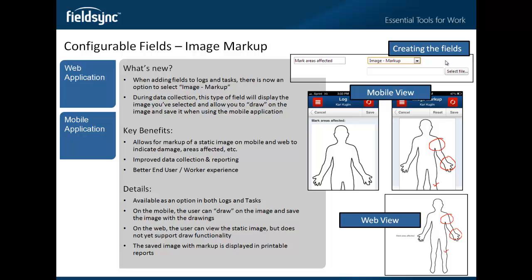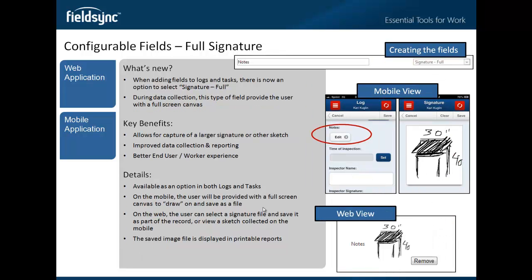So when my users go in to create a log, they see the image, they select edit, and then they can go in and draw on that image. Once they're completed with marking up the image, they can save the record, and now it will be saved with that markup on it and visible on the web to the back-end office or anyone else who needs to go in and review that record. This is a very great way to improve data collection and reporting and expand the application.